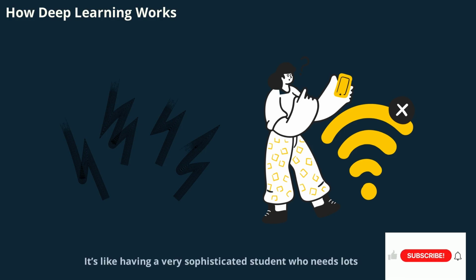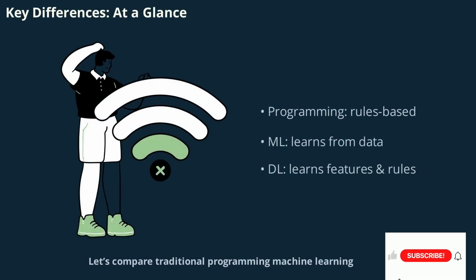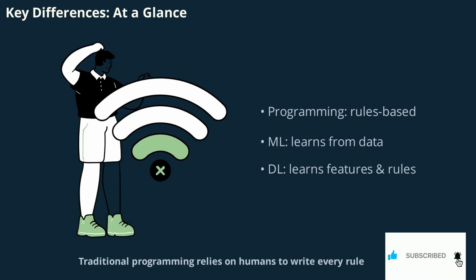It's like having a very sophisticated student who needs lots of examples but can learn incredibly detailed and abstract concepts. Let's compare traditional programming, machine learning, and deep learning side by side. Traditional programming relies on humans to write every rule.